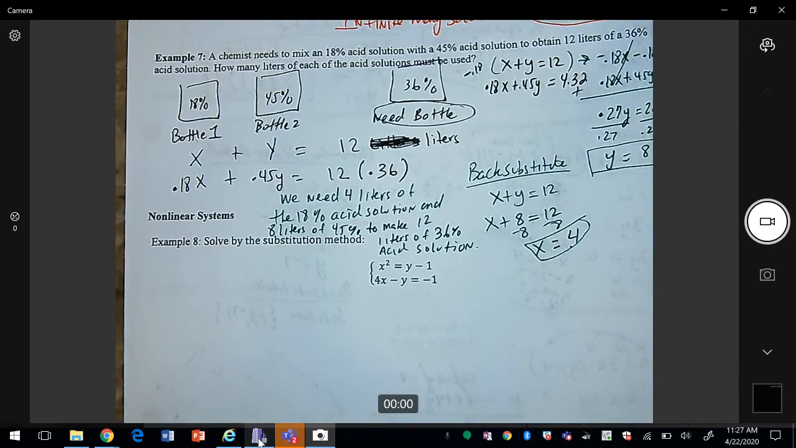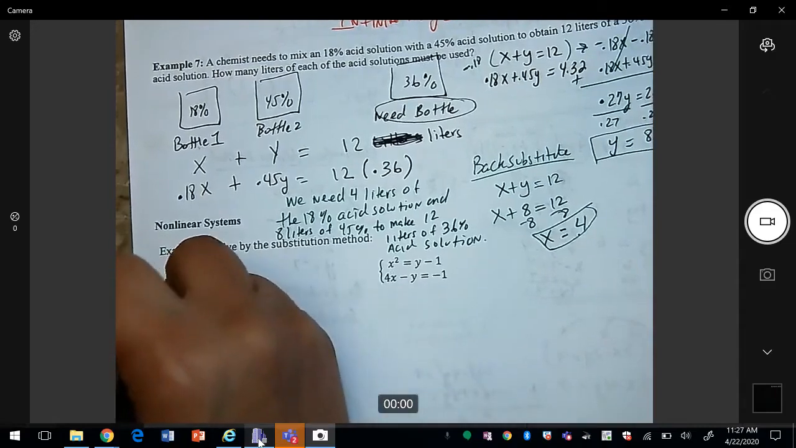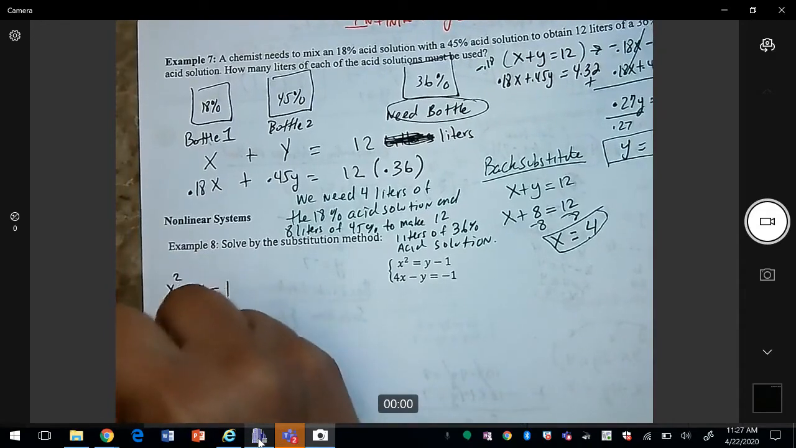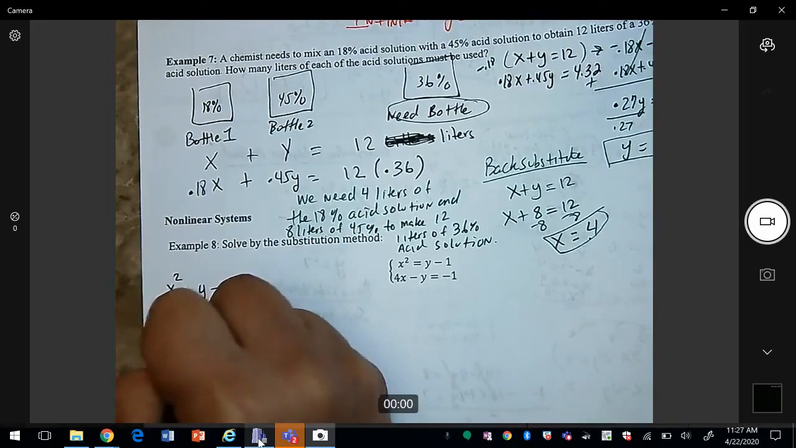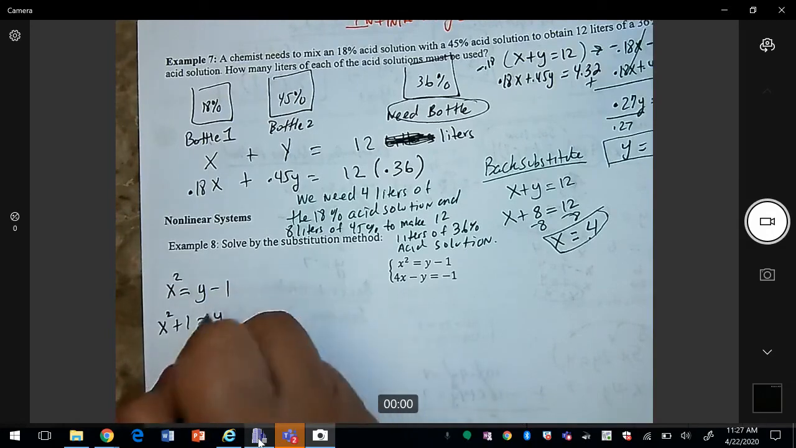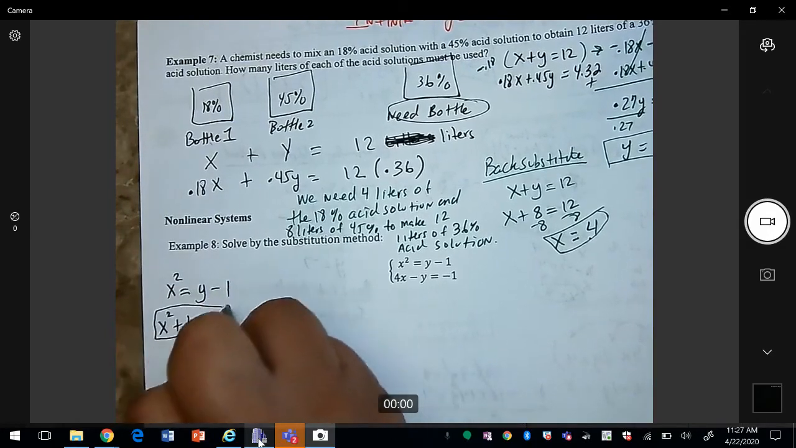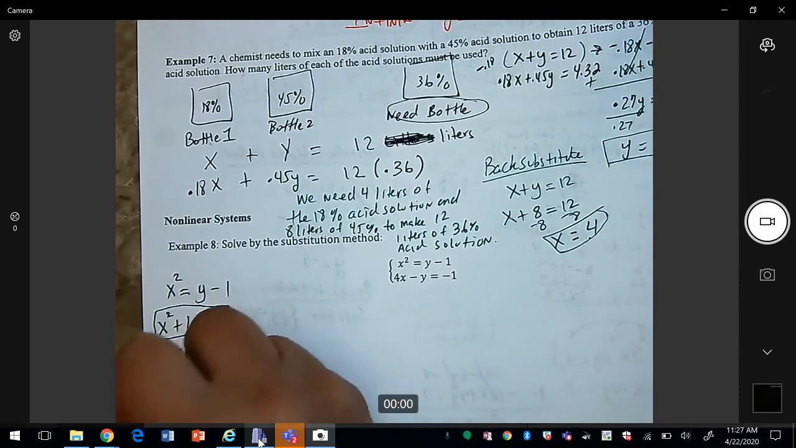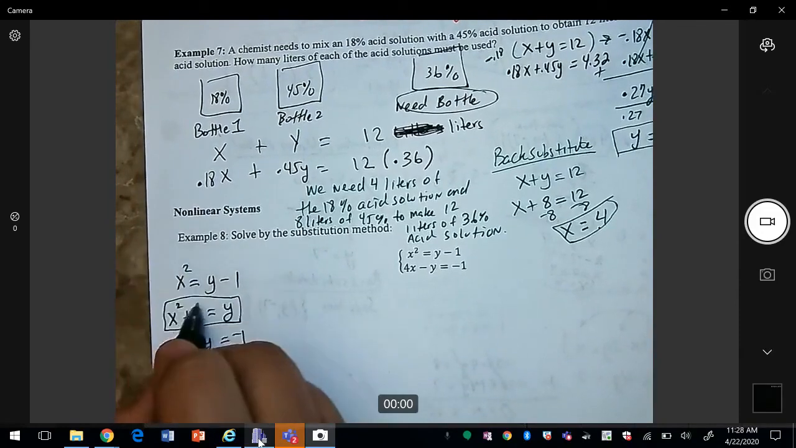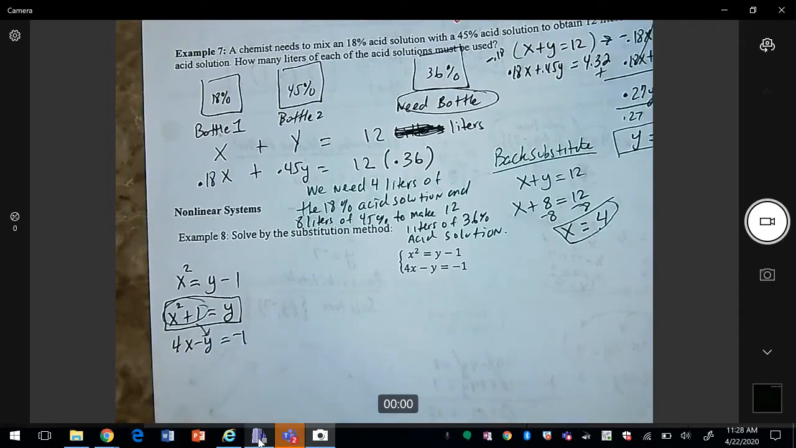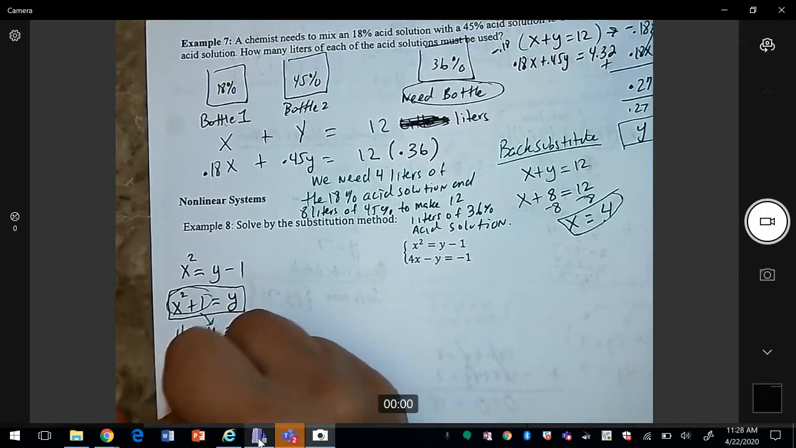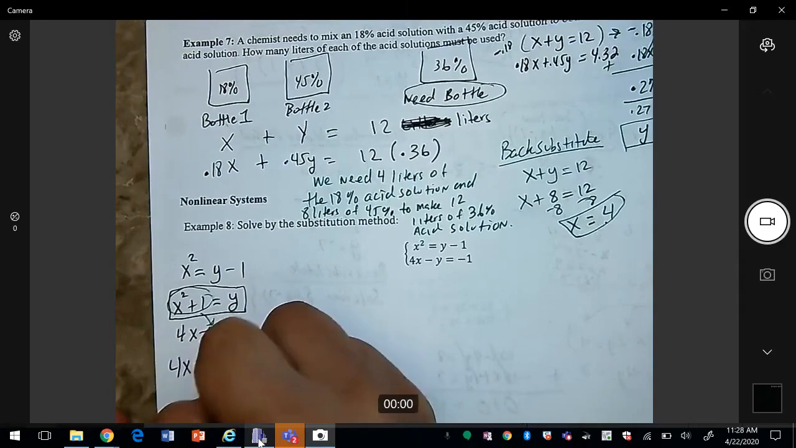So what I'm going to do here is take the first equation, x squared equals y minus 1, and solve for y by adding 1 on both sides. So now I can take this and substitute that into the second equation. I know that y is equal to x squared plus 1, so I can substitute that in here. I'm going to get 4x minus (x squared plus 1) equals negative 1.